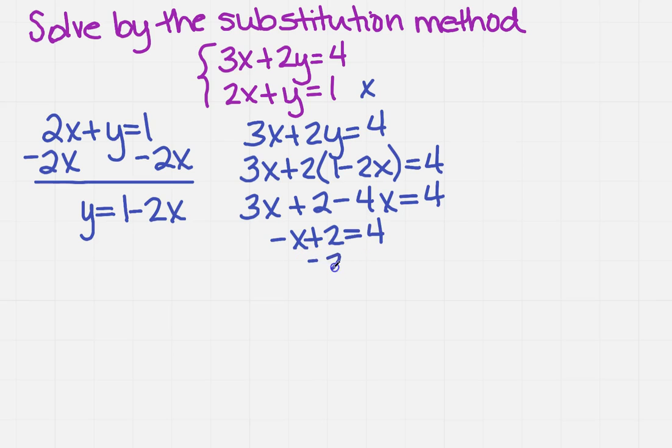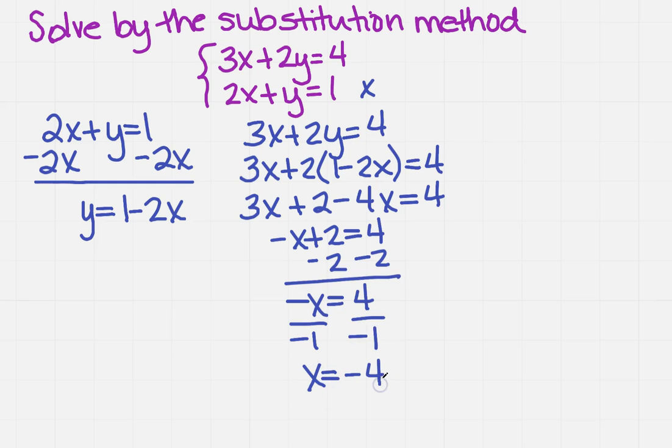I need to get x all by itself, so I'm going to subtract 2. I get minus x equals 4. But I don't have x all by itself, so I need to divide by -1. So I get x equals -4. Okay, so I know what x is. Now, what I need to do is go back and find out, oh no, I don't. There's a typo there.